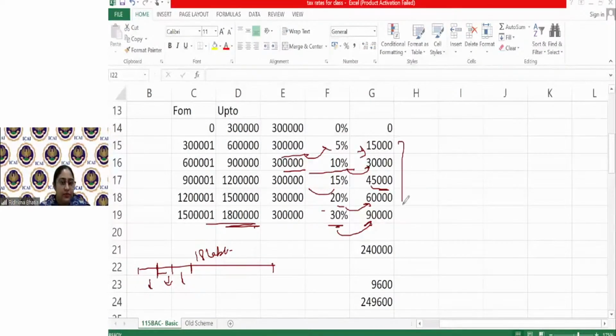So the total tax would be 15 plus 30 plus 45 plus 60 plus 90, which is 2,40,000. This is the tax on the income of 18 lakh. Why? Because 18 lakh is divided into slabs. First 3 lakh nil, next 3 lakh 5, next 3 lakh 10, next 3 lakh 15. Next 3 lakh 20 and next 3 lakh 30%. And the next amount above 15 lakhs is always 30%.